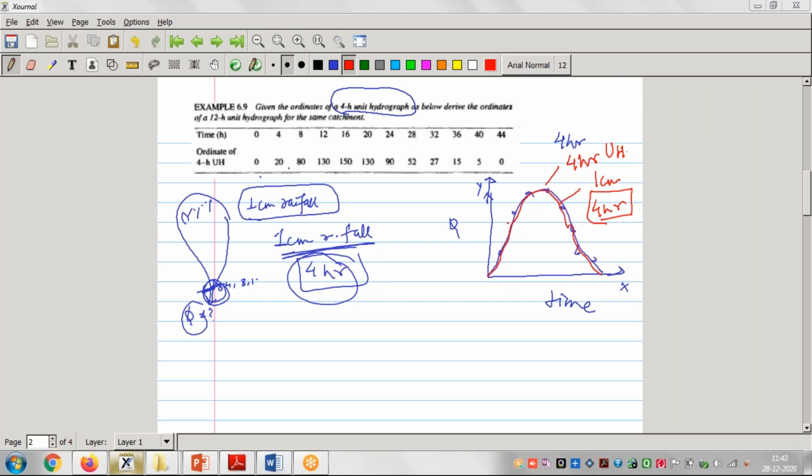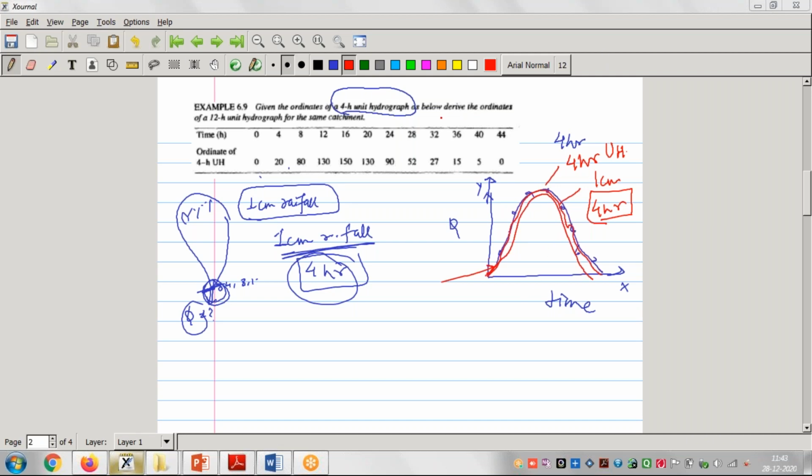This hydrograph means this graph is a hydrograph. Whatever we have drawn, if we draw it on the graph, that's why we will get this graph, right? Now see, this is for 1 centimeter rainfall and 4 hours continuously.